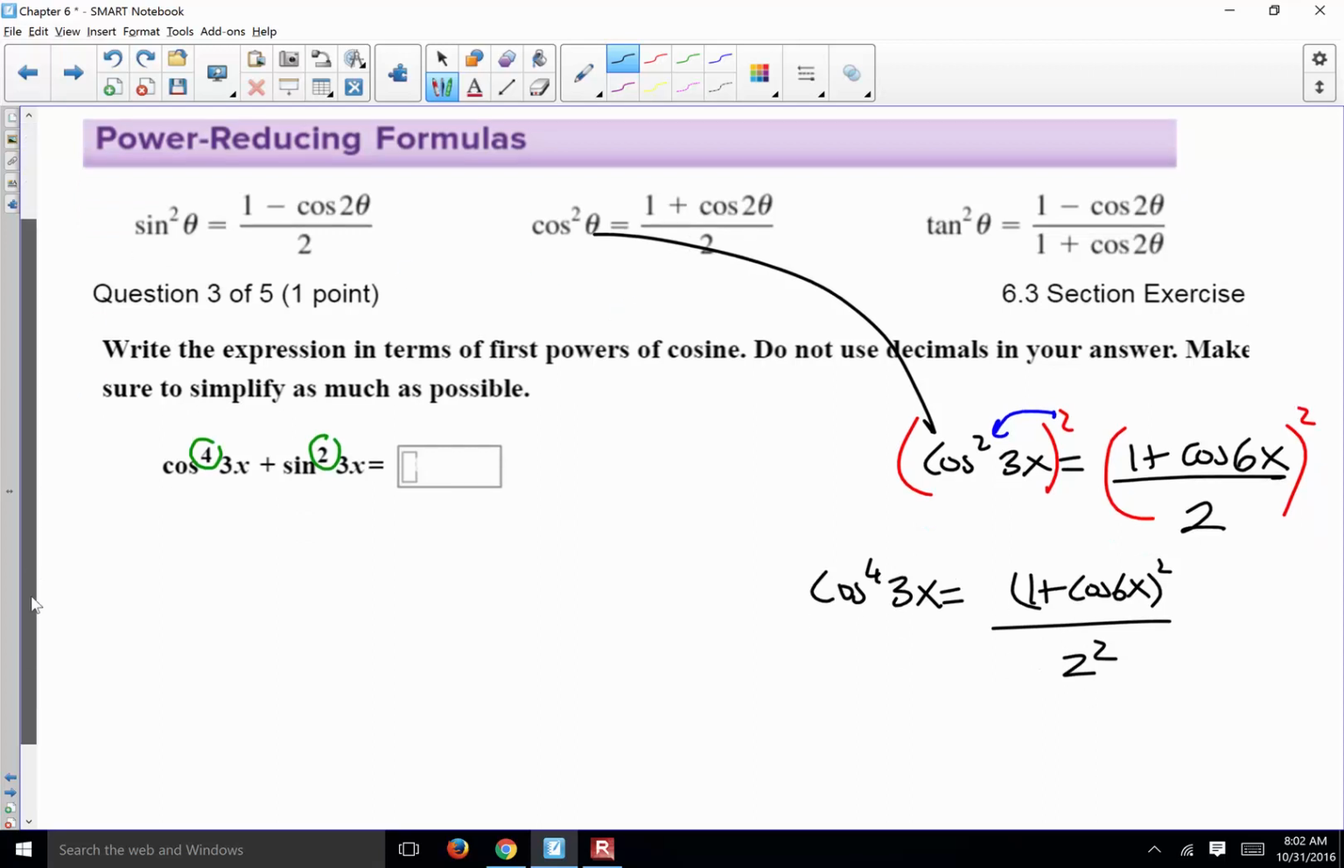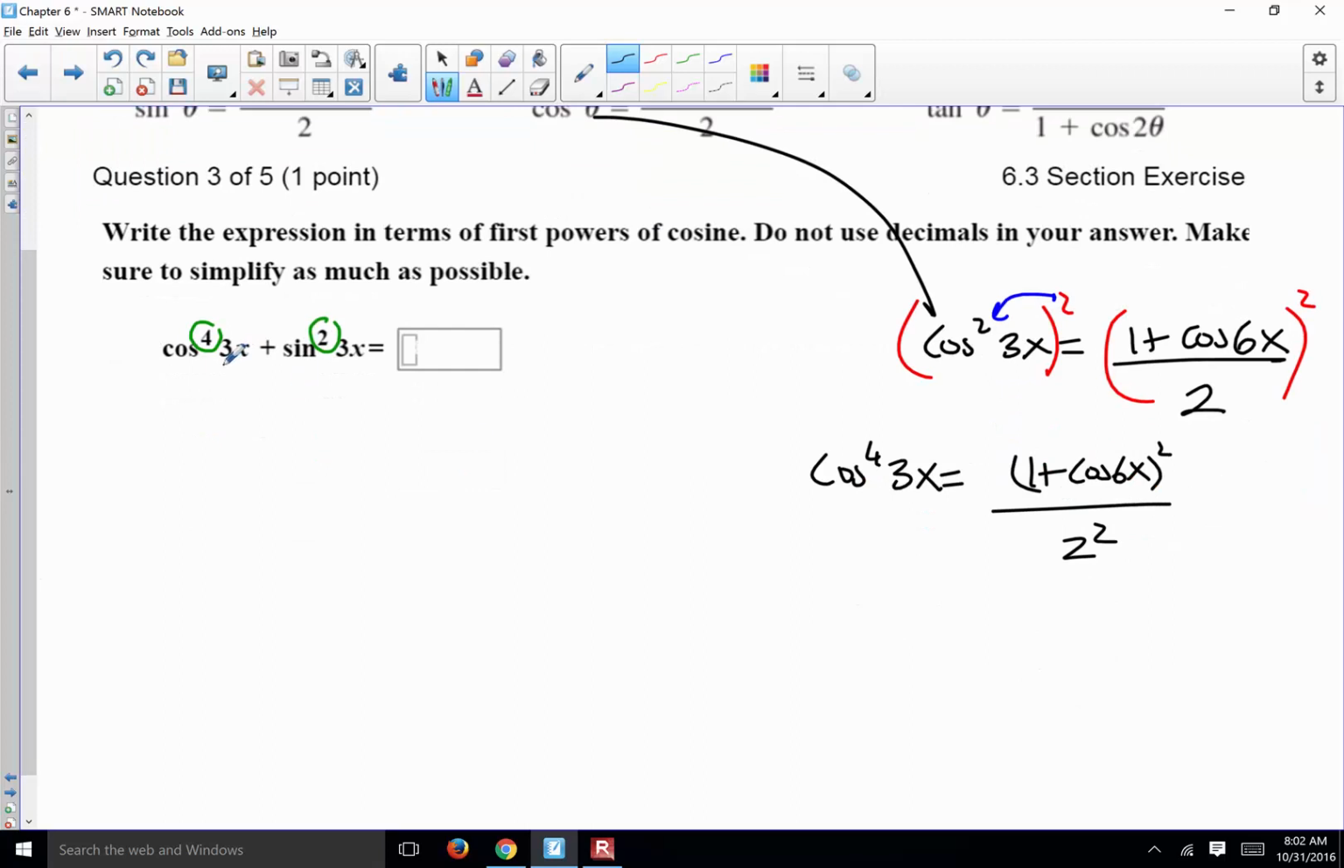Well, are we going to use this in here? Is it ready? No, this is still not ready because I still see squares around terms. I need to bring everything into first power of cosine. This is not first power of cosine. This is still second power. So I still need to work on this side.